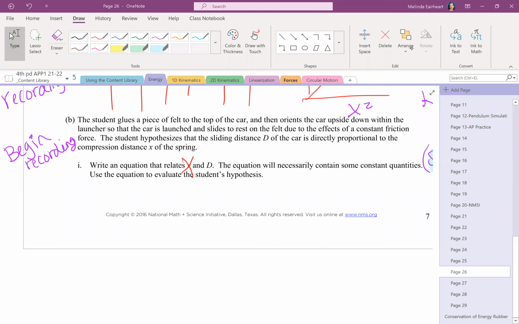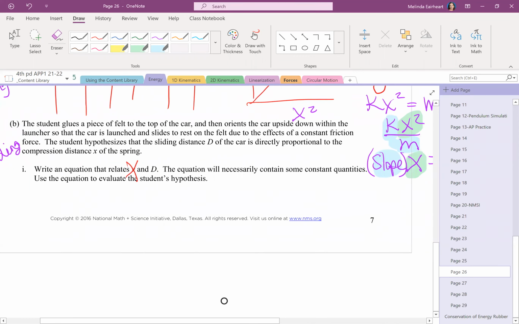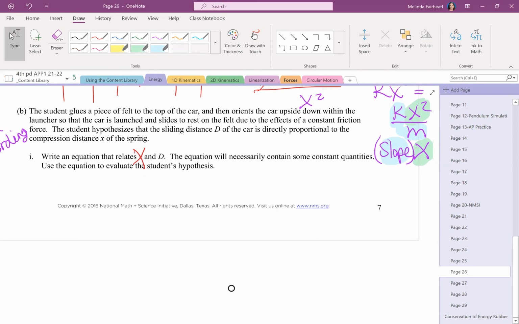And so previously, we saw a frictionless situation, but now in this problem, the student is going to glue a piece of felt to the top of the car, and we did not do that in lab today, but then flips the car upside down within the launcher so that the car is launched, and here we go, here's our new stuff. It slides to rest due to the effects of a constant frictional force.